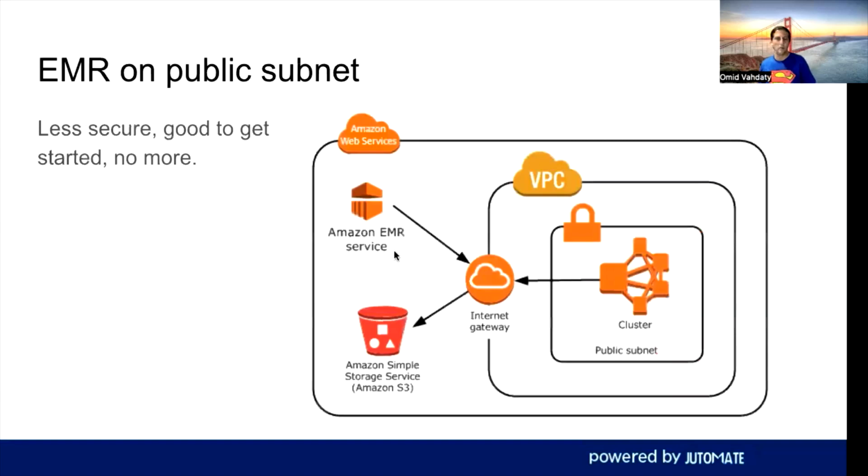So EMR on a public subnet. EMR on a public subnet essentially means one thing. You have the AWS EMR service itself, which accesses via the internet into your VPC, into your cluster, which is also on a public subnet. You can open a port and make it accessible to the rest of the world for all the applications running there.